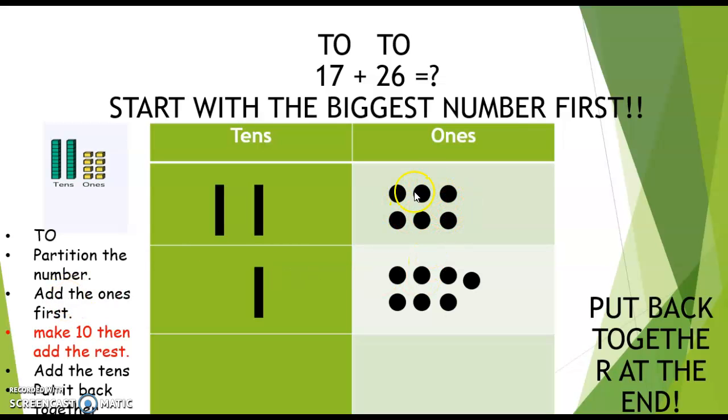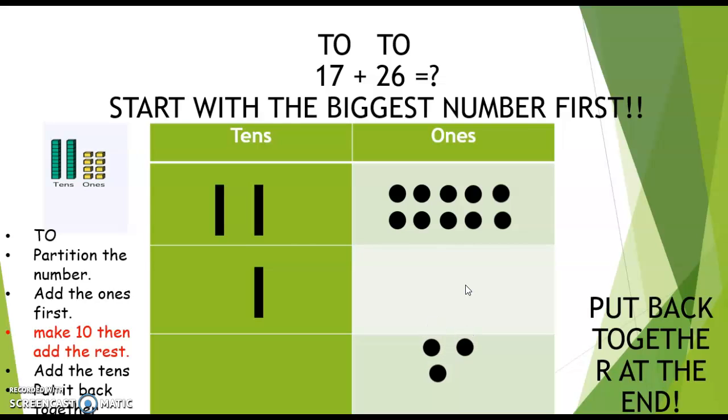So we have 6 ones. Now, I know that 6 add 4 equals 10, so I'm going to move 4 ones up there. So now I've got another 10. I've got 3 left over. So then we add up the tens. So we've got 1, 2, 3, 4. We've got 4 tens and 3 ones, 43.